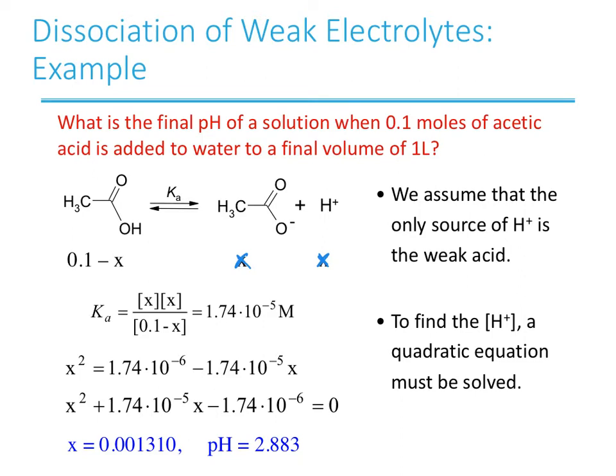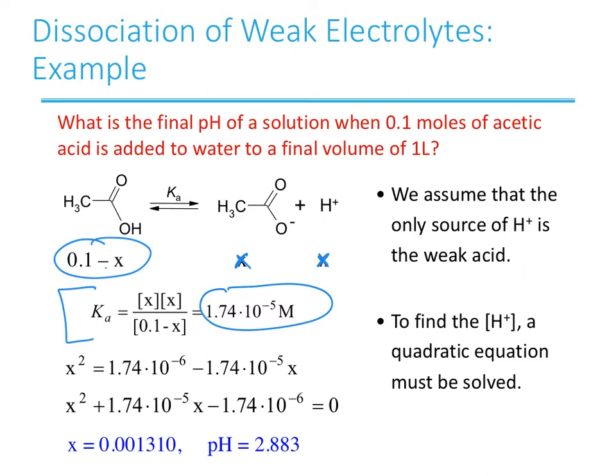So when we put this into the Ka expression, we get x times x over 0.1 minus x, because whatever amount of x you produced, that came from your starting acetic acid, so this would no longer be 0.1 moles anymore, it would be 0.1 minus x. And then you set that equal to the Ka value, which is known. Now you rearrange the equation to get x squared equals 1.74 times 10 to the minus 6 minus 1.74 times 10 to the minus 5 x.